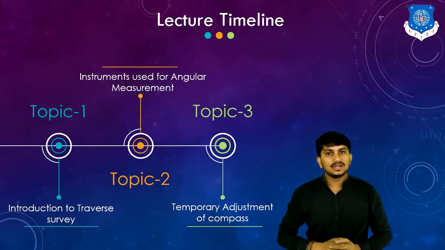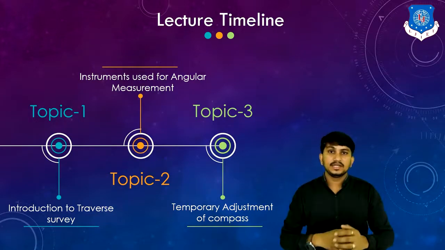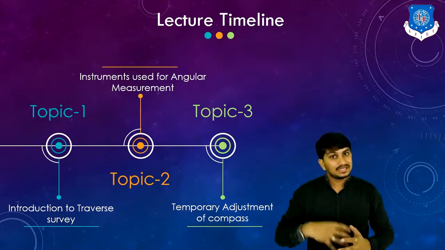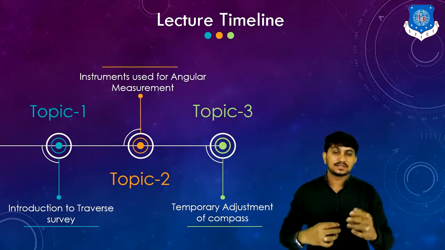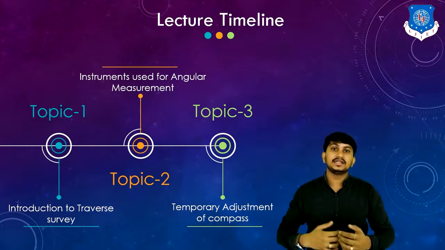I hope you all understand these three topics. What is traverse survey? What are the various instruments used in angular measurement? What is the difference between prismatic compass and surveyor's compass? And what are the various steps required before taking any reading?